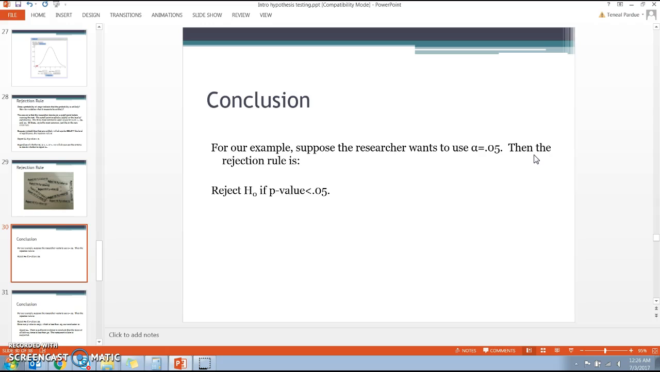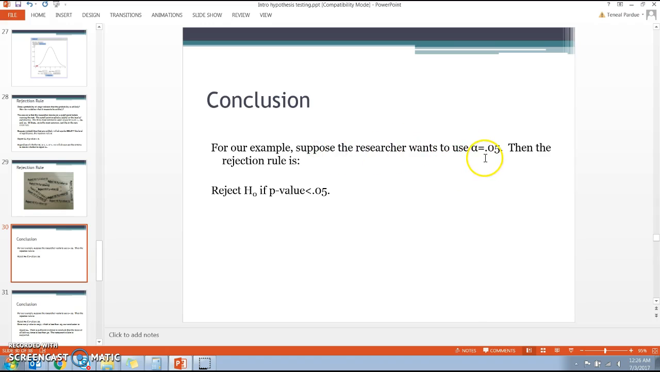All right, so that's the third step of hypothesis testing, the rejection rule. That's the easy step. It's just reject H0 if p-value is less than alpha. For the conclusion, the conclusion is determined by the p-value and the rejection rule.